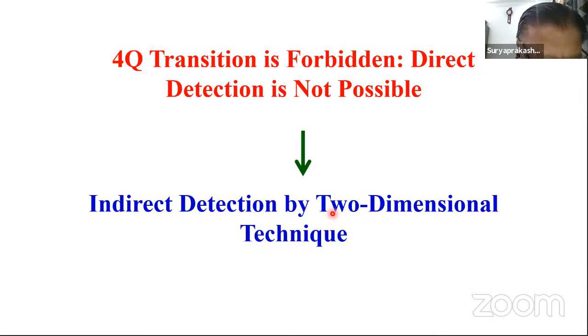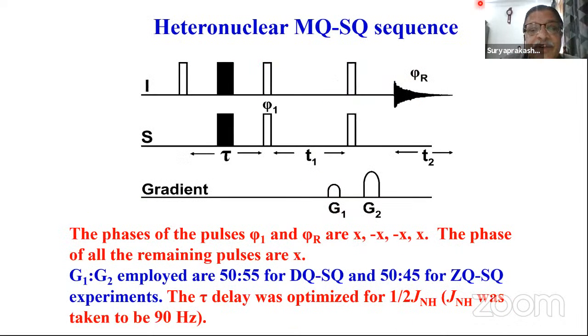How do I do that? By using what is called a 2-dimensional technique, a technique that we can design. This is a pulse sequence. This is not a pulse sequence designed by our group. This is a well-known sequence. I'll tell you how we have designed the sequence in this unconventional technique. This is called heteronuclear multiple quantum, which is a well-known experiment.